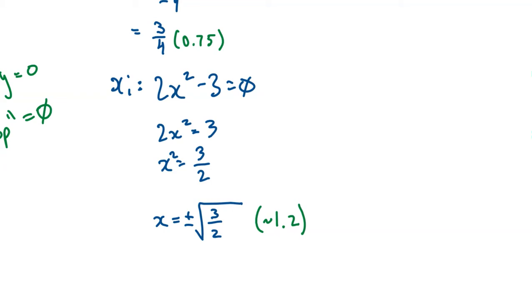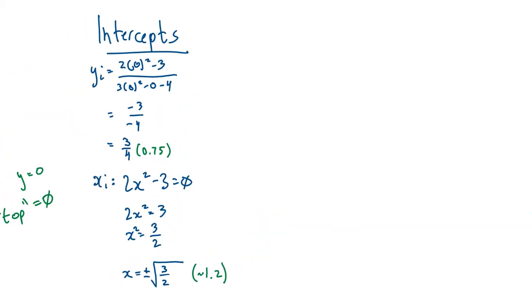That's all the x-intercepts, right? We found all the x-intercepts. You only ever have 1 y-intercept. So now I move on to asymptotes.